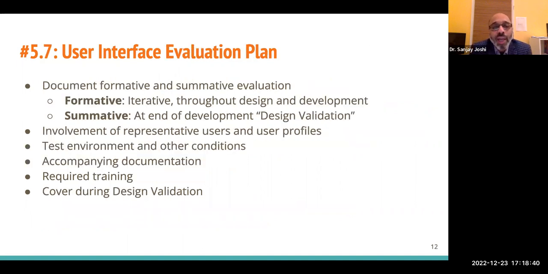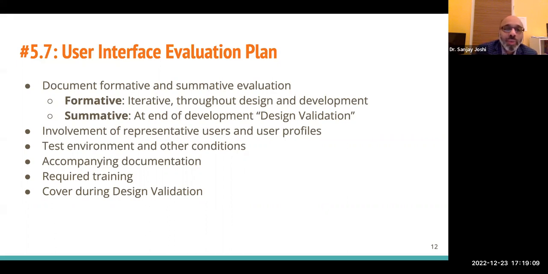Then the interface evaluation plan, and this is what you need to write in your usability plan. So there are two kinds of evaluations that happen. One is called formative, and this is iterative. So this needs to happen while you are designing and developing. So do not develop your product and then take it to your sample user and ask them, hey, will this do what you want, what you expect? No, do it at the start of the project, do it in the middle of your project, and do it before you finish the project.